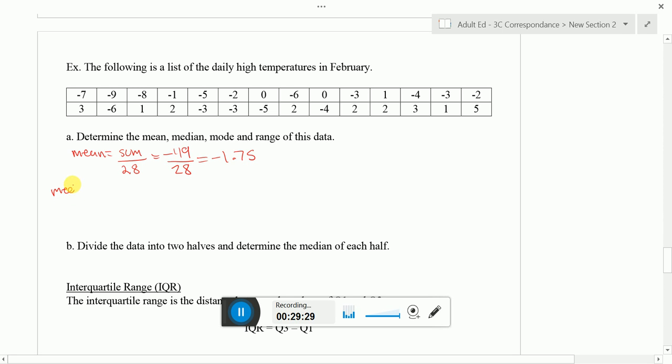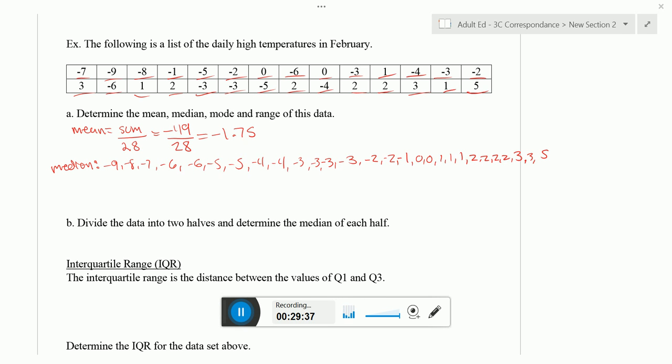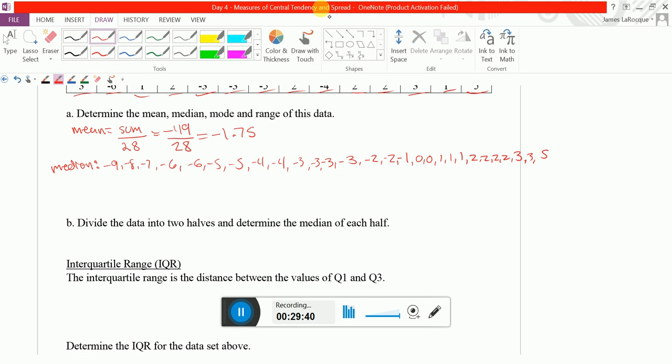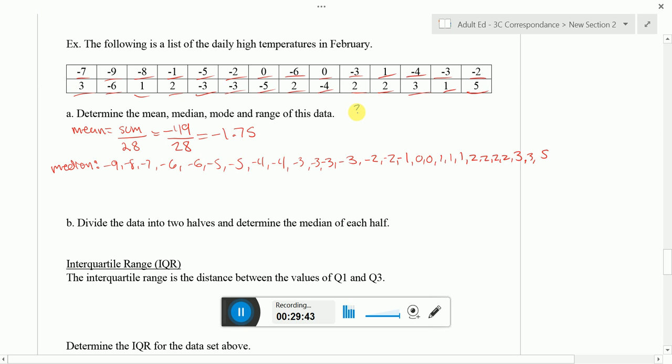For the median, we need to write those numbers from smallest to biggest, so I'm going to do that now. So I've written the numbers from smallest to biggest. Again, we know there are 28 numbers. 28 divided by 2 is 14. So there are 14 numbers on either half, which means if we're trying to find the median, you can count out 14 numbers, so 5, 9, 10, 11, 12, 13, 14, and our median should be right about there.